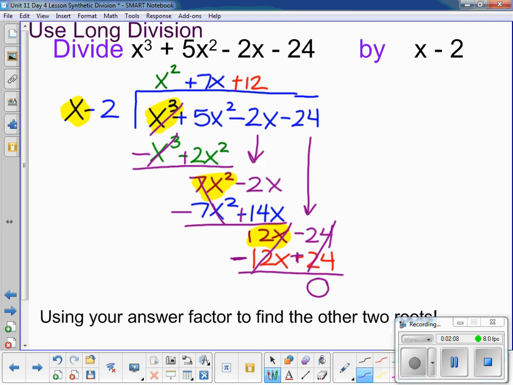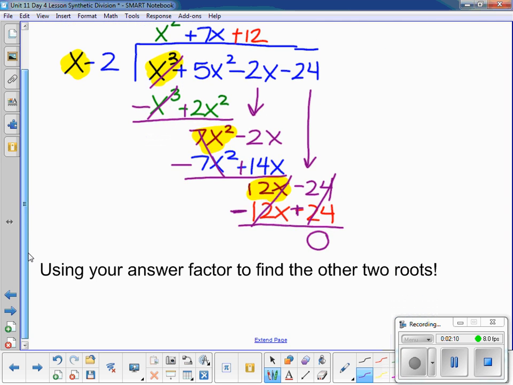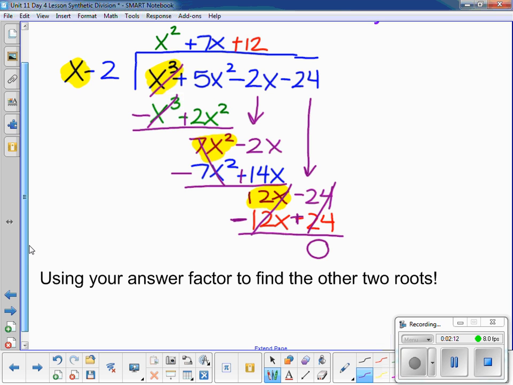Okay? Now, the only thing we're adding from Friday is that we're going to write our answer the same as we did before. x minus 2 is what we factored out. And our final answer is x squared plus 7x plus 12.